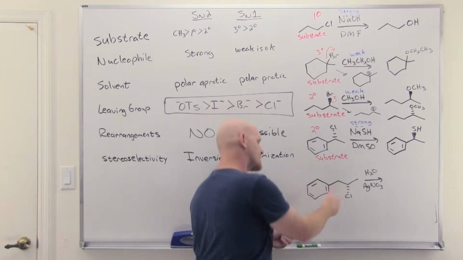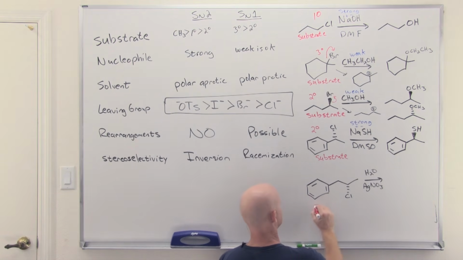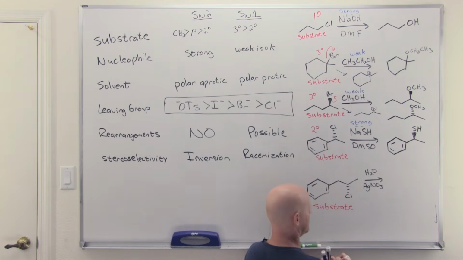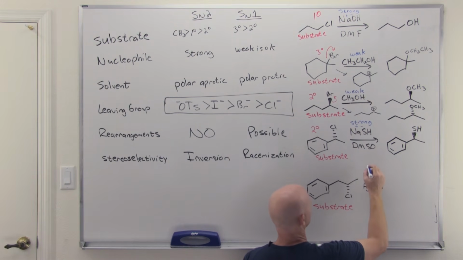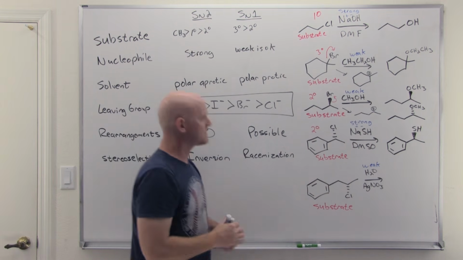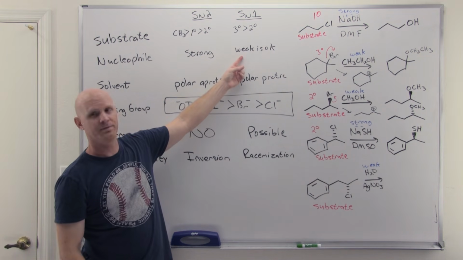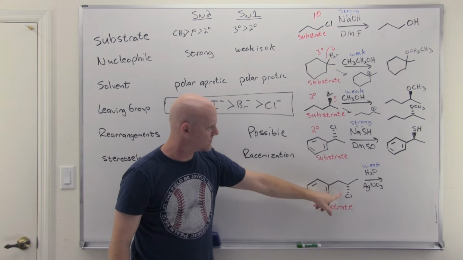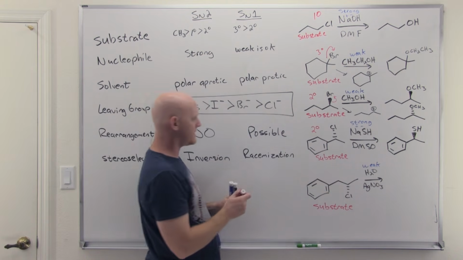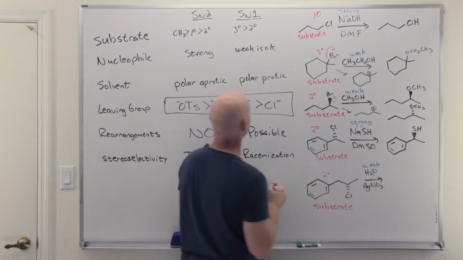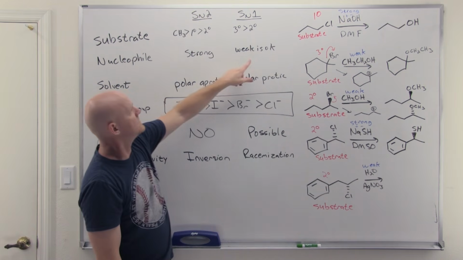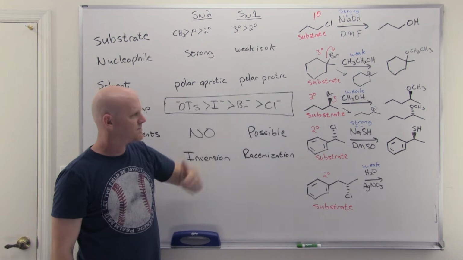So in this case, chlorine is our leaving group, and that makes this our substrate. And again, silver nitrate is not part of the product or anything like that. So it is water that is our nucleophile, and being neutral here, it is a weak nucleophile, which means we're doing SN1. Can we do a weak nucleophile here with a secondary halide? Yeah, we totally can. So weak nucleophile, secondary halide, SN1's possible.